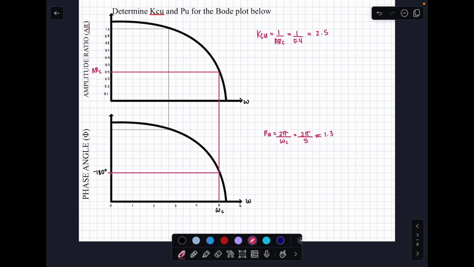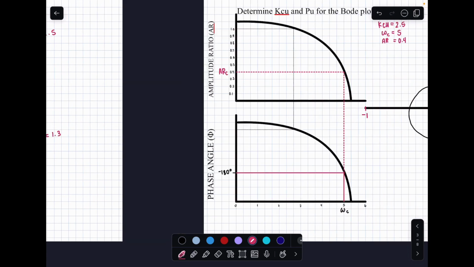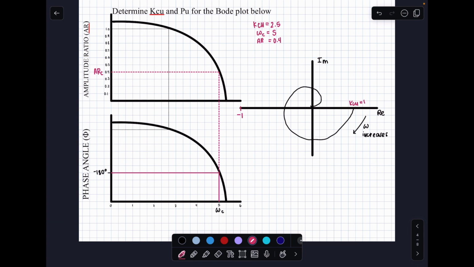So now that we have determined our ultimate critical gain, our ultimate period, our crossover frequency, we can now translate this to a neutral Nyquist plot. So on the gain neutral case where Kc equals 1, this would be our graph, and this would be AR, and that would be equal to 0.4.